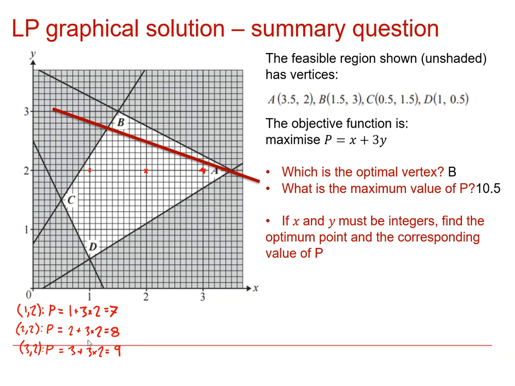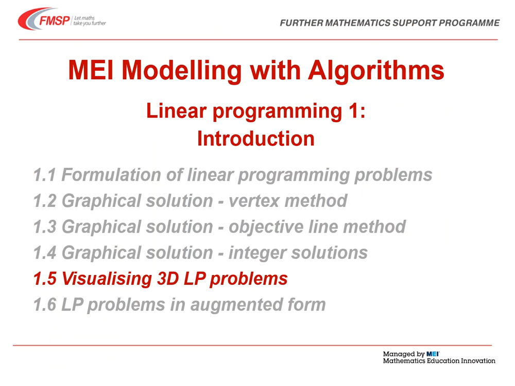So clearly this point here, 3, 2, is the optimal point, and that has a value of objective function of 9. And of course that is less than the value of 10.5, which we would have had if we weren't restricted to integers. So that concludes video 1.4, graphical solutions, where we're restricted to integers. The next video will be 1.5, visualizing 3D.